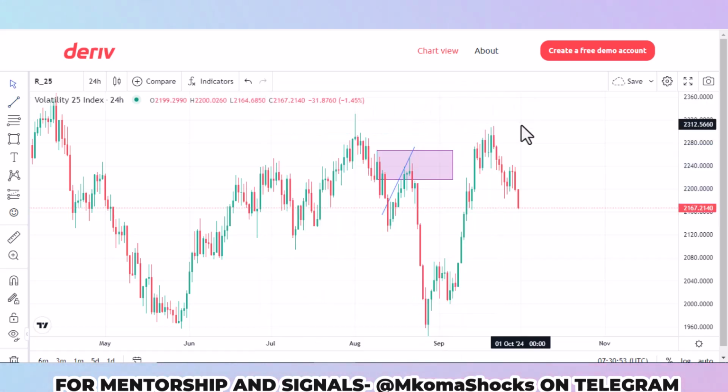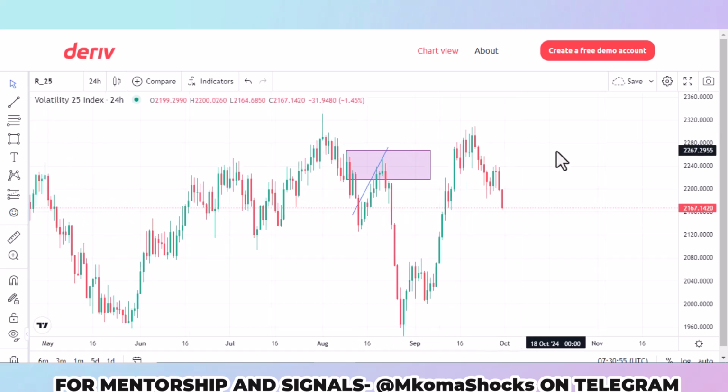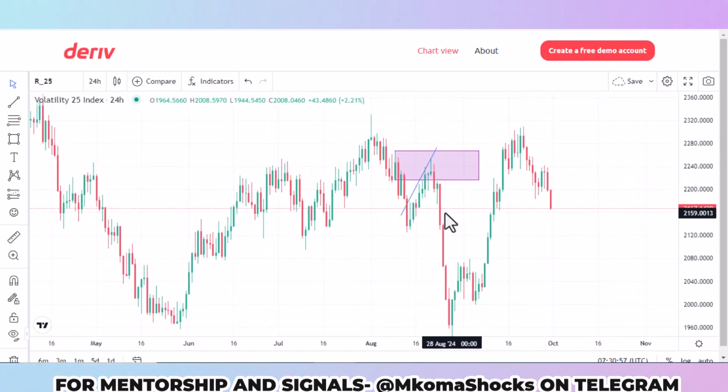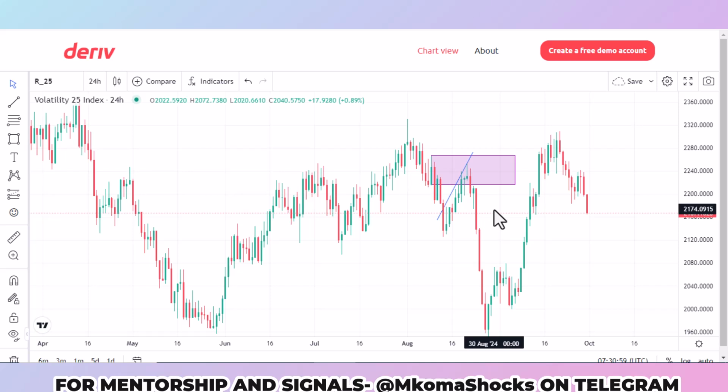This can be used on any commodity, anything that can be traded with candlesticks, right? Here I'm just using it on volatility 25 on deriv.com, right?